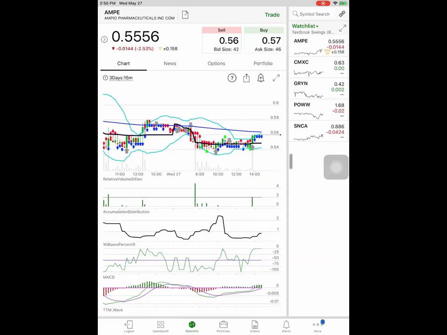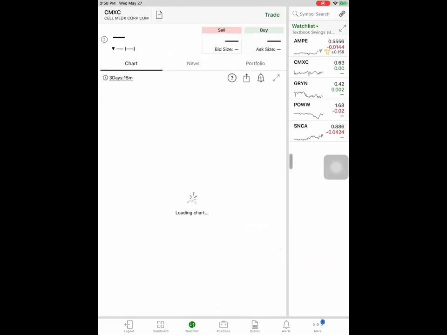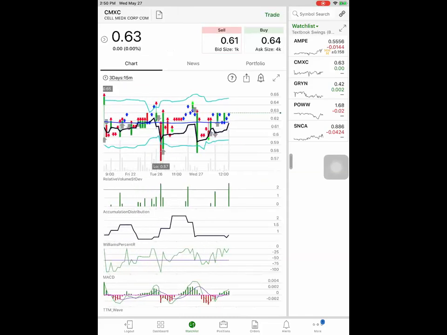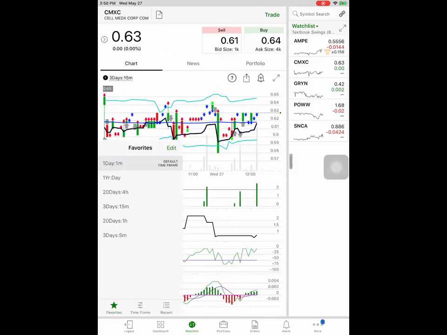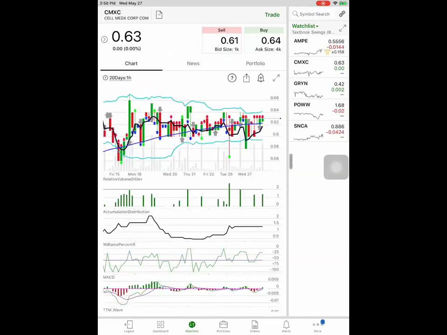No matter how skilled you are, myself included, it is so much easier when a scanner is just getting them all for you. But by the way, if you do have the scanner, it's worth checking. You want to make sure. This is a situation where the volume is too low to really trust the 15-minute. So let's look at the 20-day 1 hour and see what we got.